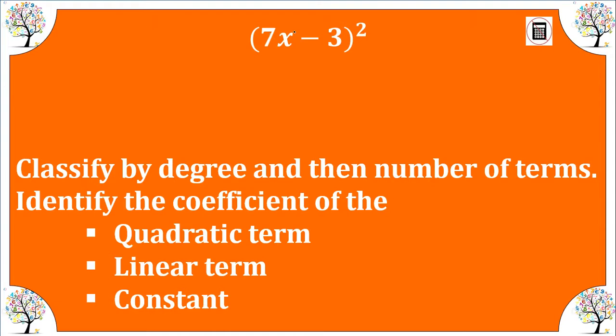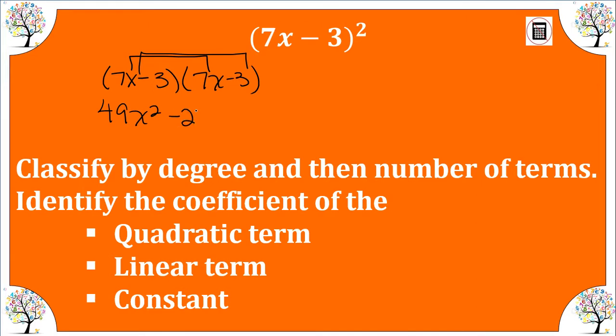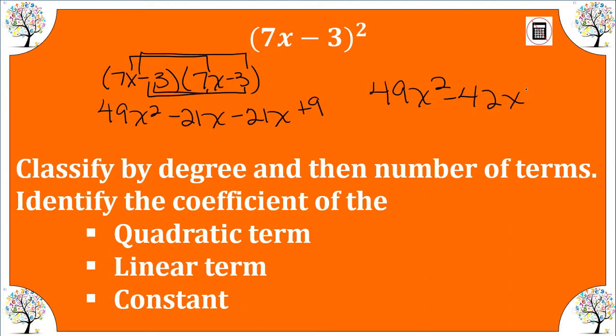Now, when we do a binomial times itself, you must expand this. You cannot just square each of these terms. You will not get the right answer. So we have 7x times 7x is 49x squared. 7x times negative 3 is negative 21x. Then we're going to distribute the negative 3. We get negative 21x. And then negative times negative is a positive 9. So we're going to have 49x squared minus 42x plus 9.